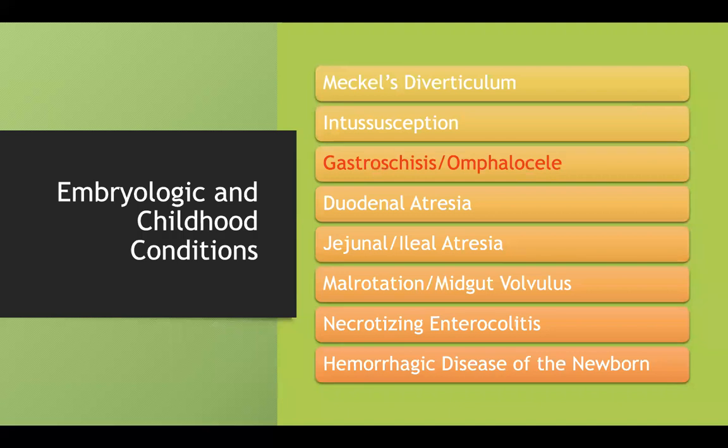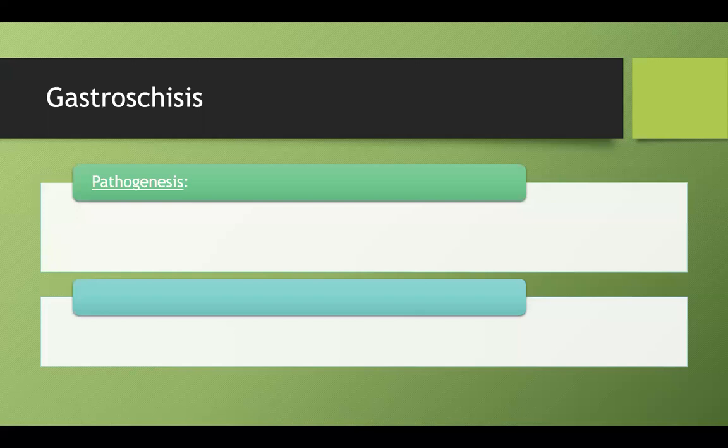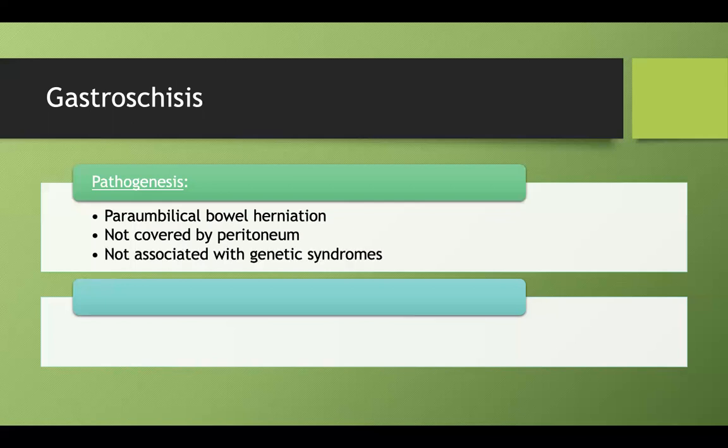Now we'll move on to gastroschisis and omphalocele. So I cannot say that word, gastroschisis. That is a para-umbilical bowel herniation. And what para-umbilical means is just it's around the belly button. It's not 100% symmetric down the midline. It's kind of a little off center. This is not covered by peritoneum, so you'll just see open bowel that's popping out. This has no association with a genetic syndrome either.